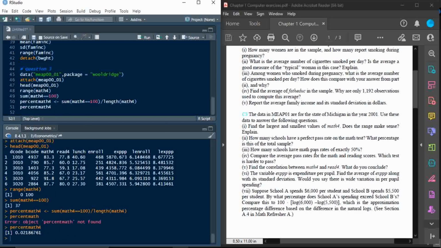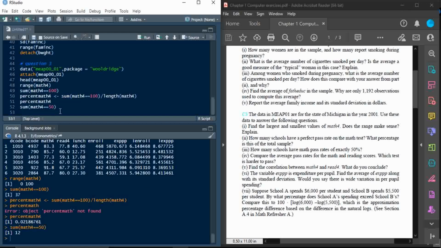How many schools have math pass rates of exactly 50%? So again, copy this command and just change this value from 100 to 50. Only 12 schools have the pass rate of 50%.